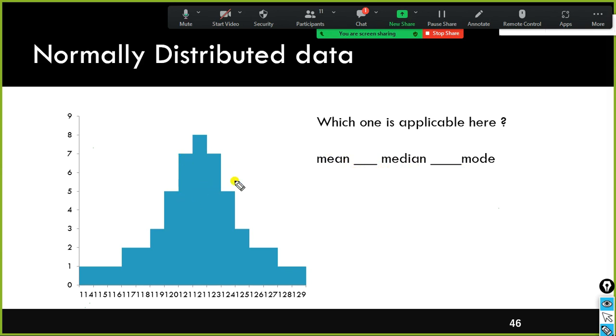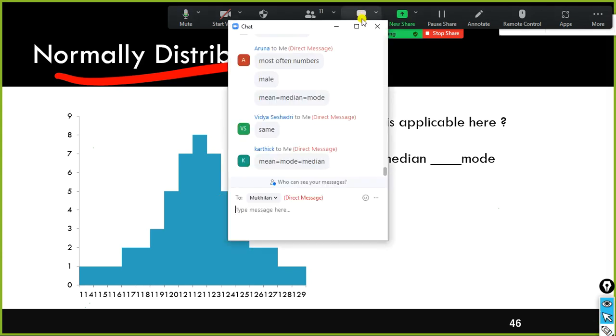First of all, tell me, is this a normally distributed data or not? Yes, it is a normally distributed data because I mentioned here it is normally distributed. So, in the case of normally distributed data, what is the property here? Mean, dash, median, dash, mode. What is this?